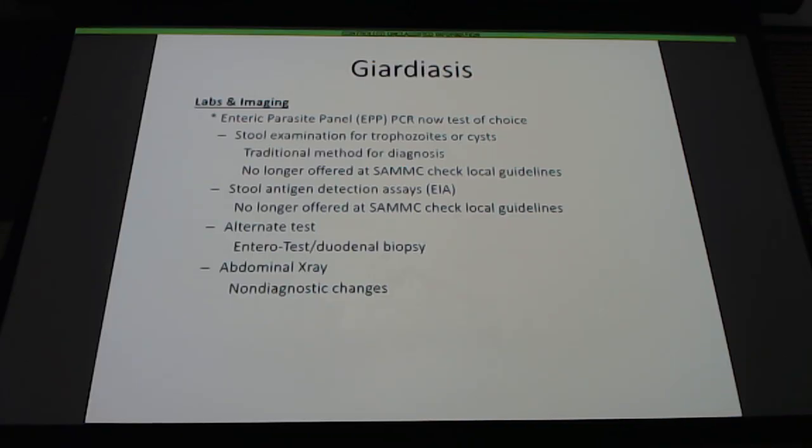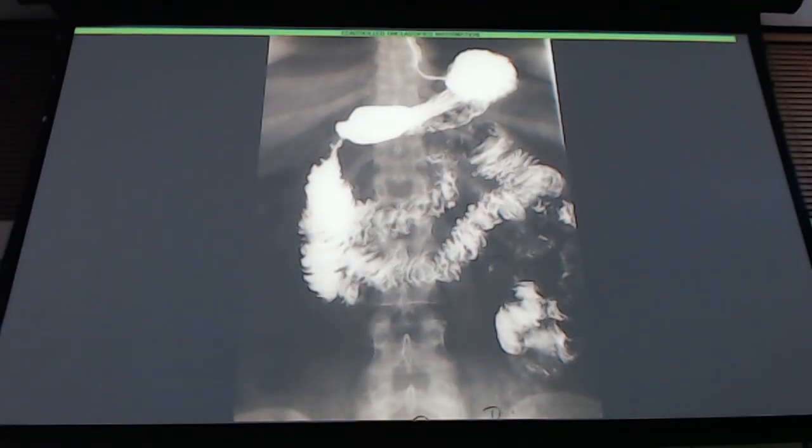Now you can also do your Enterotest, that little string test you put down your gut. It's another possibility there. You can do some abdominal x-rays, and you can try endoscopy as well, but it may be non-diagnostic. It'll tell you something may be there, but not necessarily what's going on. So this is what that looks like.